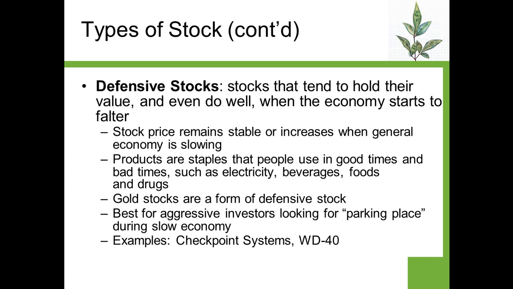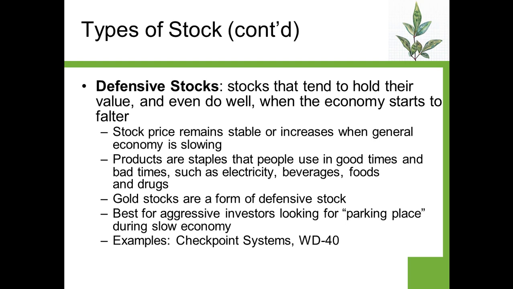Next is defensive stocks, stocks that tend to hold their value and even do well when the economy starts to falter. When the economy starts to go down, these types of stock tend to hold their value even when the economy is going down. So these types of stocks are called defensive stocks. They defend in the market. They defend in the bear market.